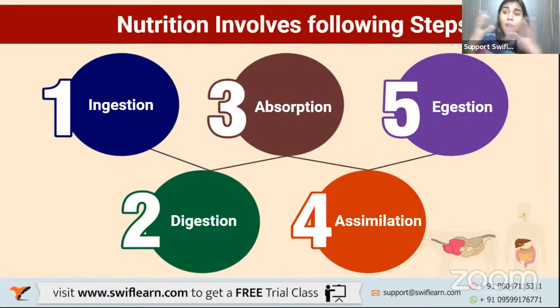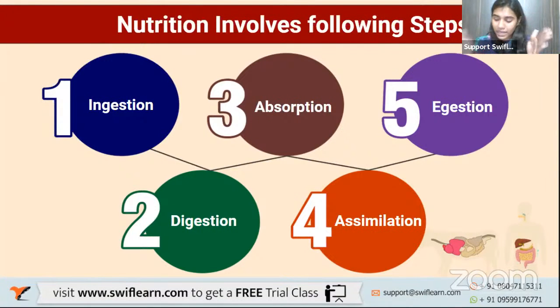Carbohydrates need to be broken down into simple sugars like glucose, sucrose, lactose. Proteins, we take in proteins, which have to be broken down into amino acids. Fats need to be broken down into fatty acids and glycerol. So all these need to be digested.